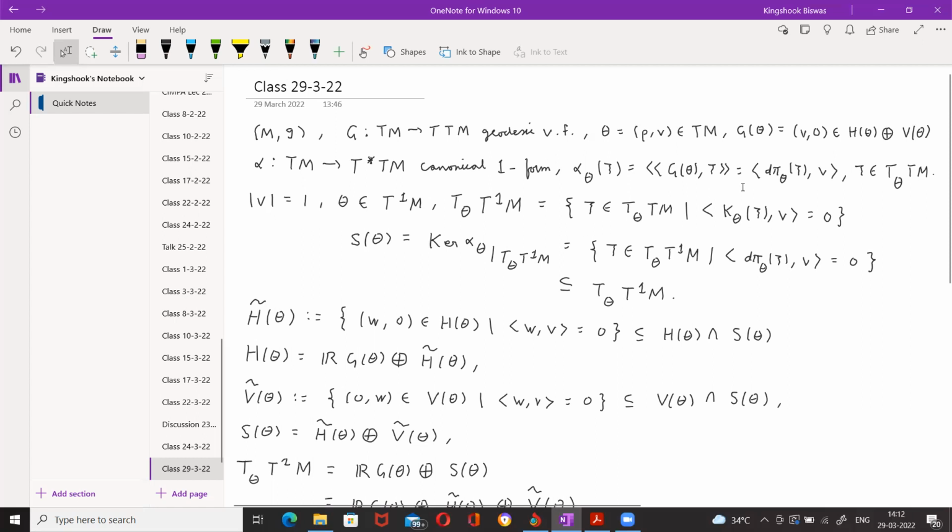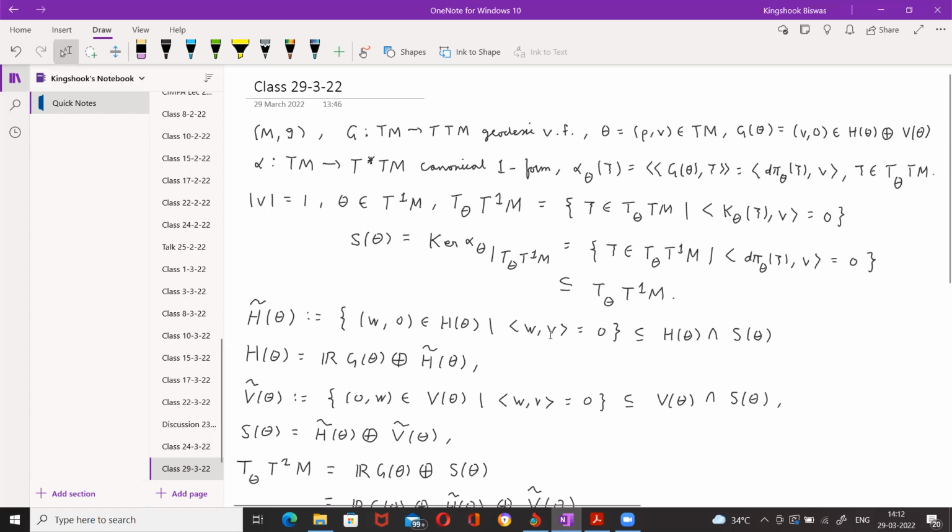So alpha is inner product of d pi theta xi with V. So this will be xi in T theta T1m such that d pi theta xi V is 0. So this is a subspace of dimension 2n minus 2 inside T theta T1m. And I want to give you a direct sum decomposition of this into a horizontal part and a vertical part. So for the horizontal part, let's define a subspace of the horizontal space called H tilde theta. So these will be horizontal vectors of the form W comma 0, where W is perpendicular to V.